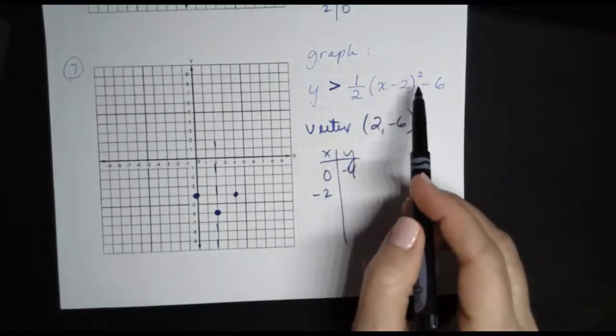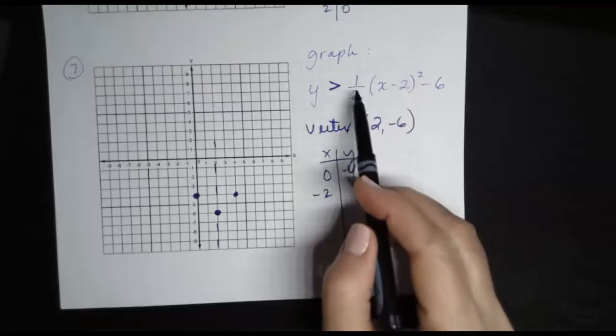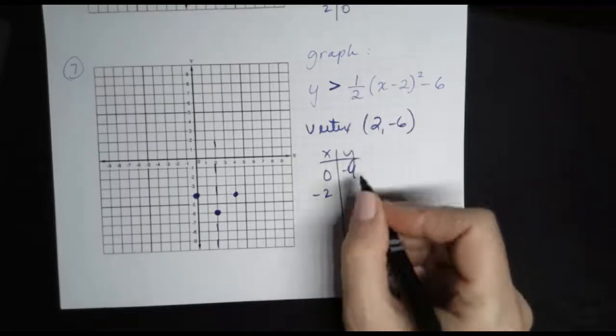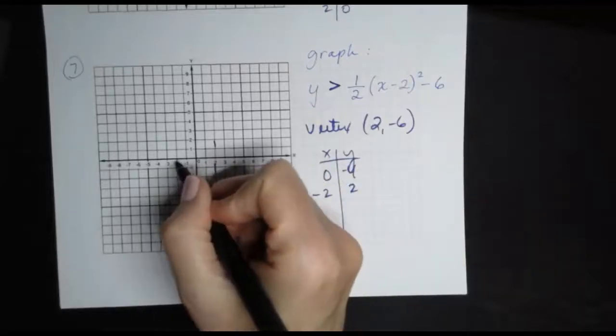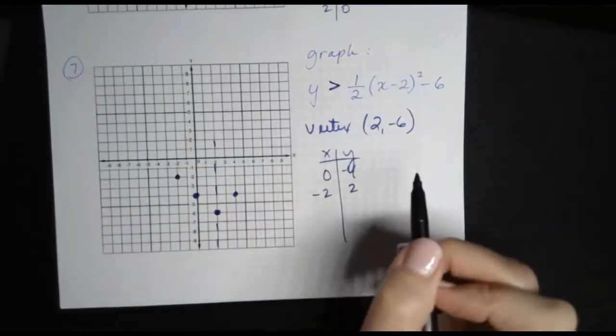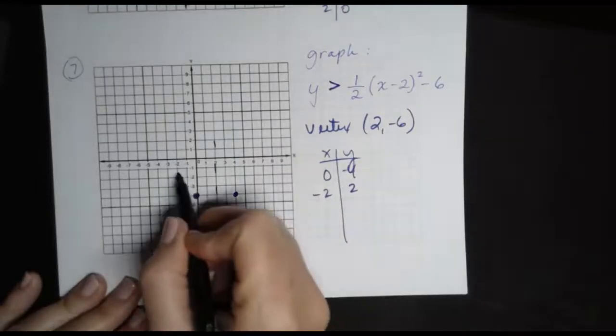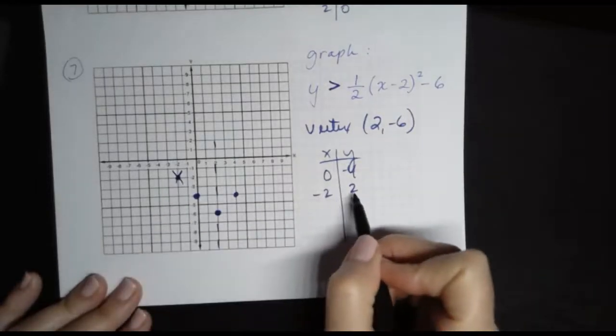-2 minus 2 is -4. -4 squared is 16. 16 times 1/2 is 8. 8 minus 6 is 2. Back 2, down 2. So it does not appear that I went back 2, up 2. I went down to, let's X that point, try again.